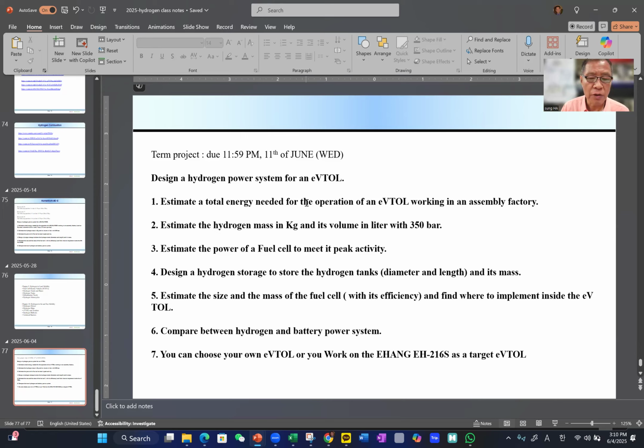Since we are focusing on hydrogen, of course, we would like to develop a hydrogen power system for humanoids and also eVTOLs. These two areas, the humanoid and the eVTOL, happen to be two major future technologies being developed by Hyundai.